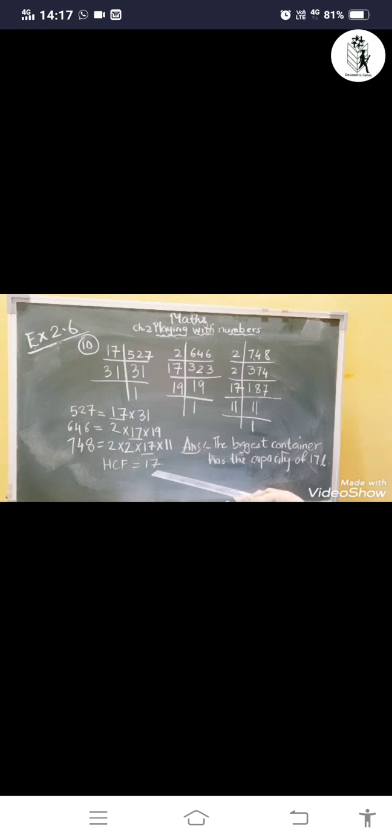So what is the question asked? Which is the biggest container? The biggest container has a capacity of 17 liters. Capacity is how much water it can hold, according to the volume, so it's 17 liters. L is liters. This is actually a kind of word problem, but here there is no need of any statements, directly the HCF of all the three numbers.